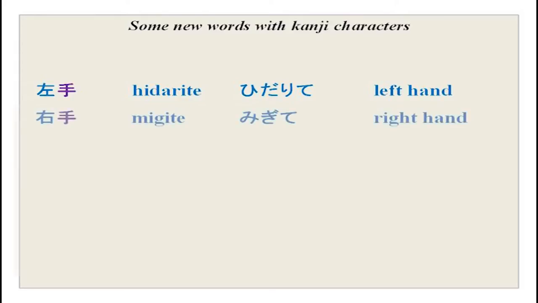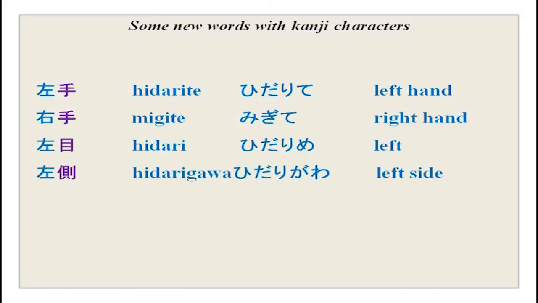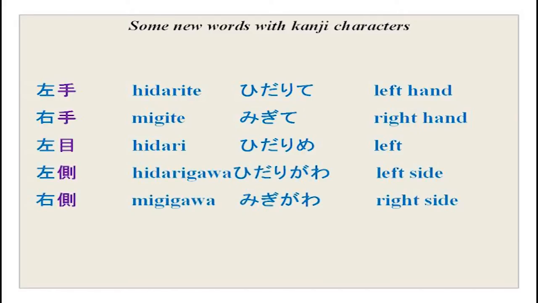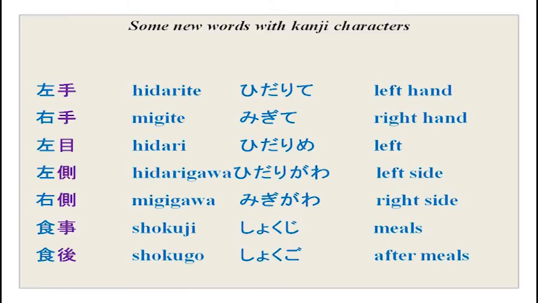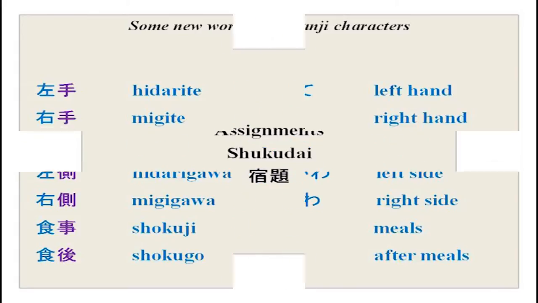So well, we have some new words with the kanjis that we had done. Hidarite, migite, hidarime, migime, hidarigawa, migigawa, shokuji, shokugo. So well, these are some of the kanjis used over here. You can see how they are used. The kanjis you can check out and try to write.